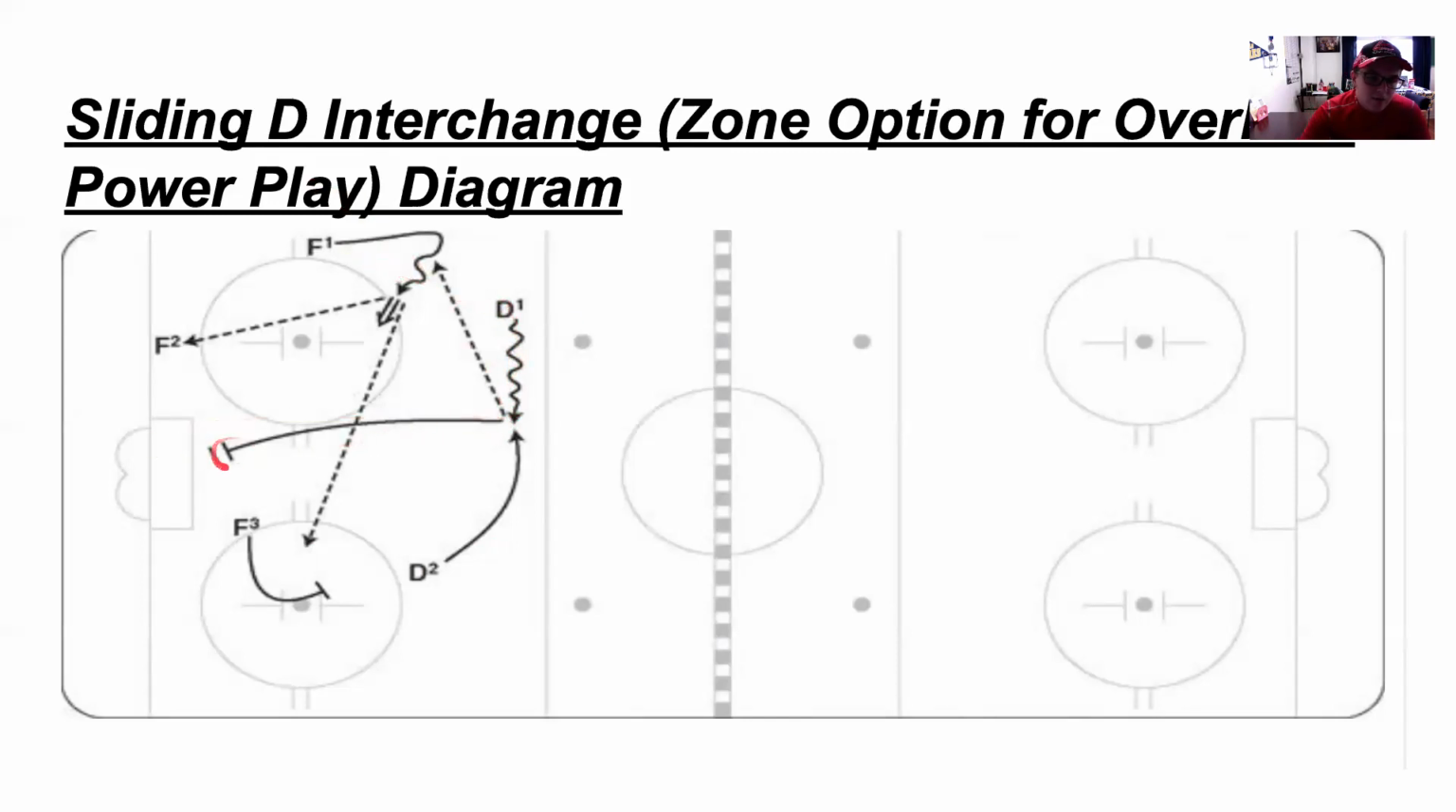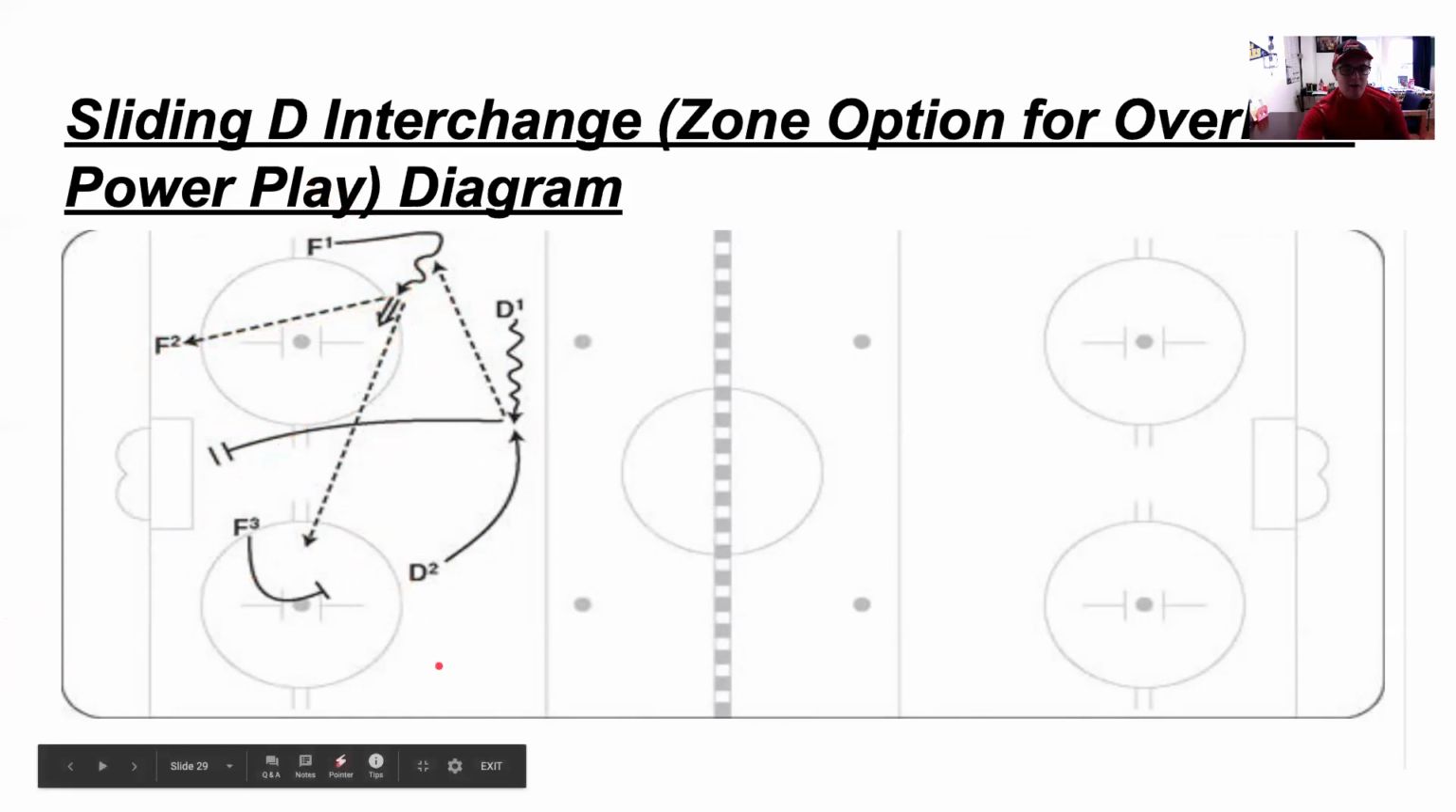D1's going to come down in front of the net. F1's going to take that puck, make that pass to F3 who's coming in, and F3 is going to make a play there, slide out to the side. Or D2 will slide up here while D1 goes to the net, or F1 can make that pass to F2, and then F2 can make a boom, boom.